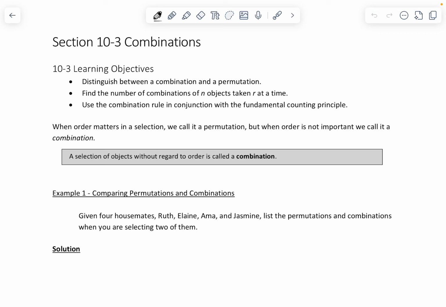In the previous video, we talked about permutations, and we looked at examples of how, when you're selecting a certain number of objects from a larger group of objects, how many ways can you select that number of objects and order them in a specific way? When order matters in a selection, we call it a permutation. But when order is not important, we call it a combination. A selection of objects without regard to order is called a combination. Let's explore this idea with an example.